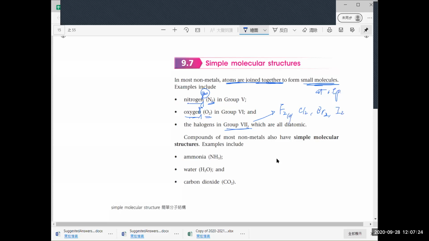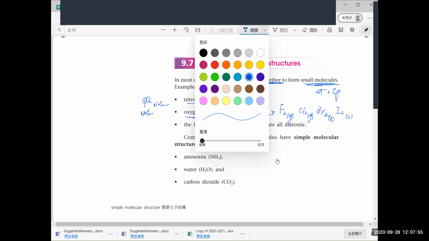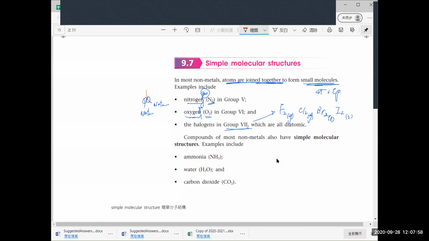How about fluorine? Fluorine is a gas, so we mark it as G. Chlorine is a gas, G. Bromine is a liquid, L. For solid, it is iodine. Irrespective of the physical state, we focus on how those atoms join together. Now, what does it mean for nitrogen? We have this as a basic unit, with two balls. One ball represents one nitrogen atom, while the bond that connects the two is by a covalent bond.